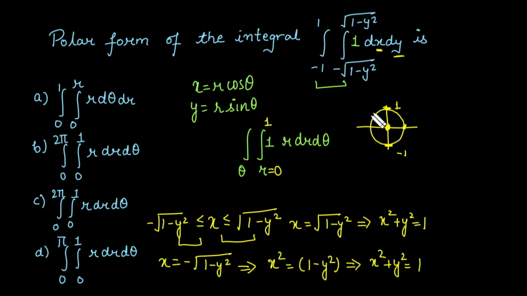Now suppose you want to cover this circle. Here the angle is 0, then pi by 2, then pi, then 3 pi by 2, up to 2 pi. So the total rotation is from 0 to 2 pi. So this is the limit of r and theta, and the polar form of this one is equal to the second and third, because both the options are same.